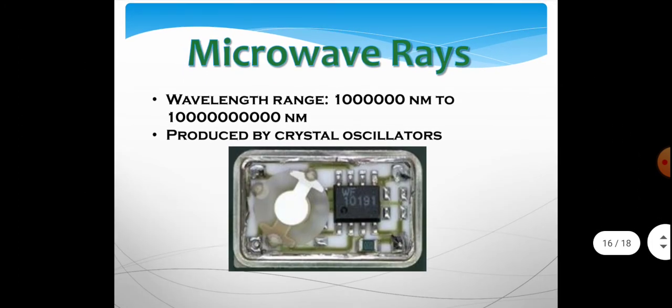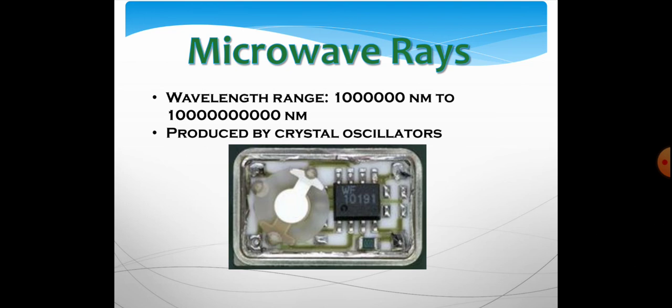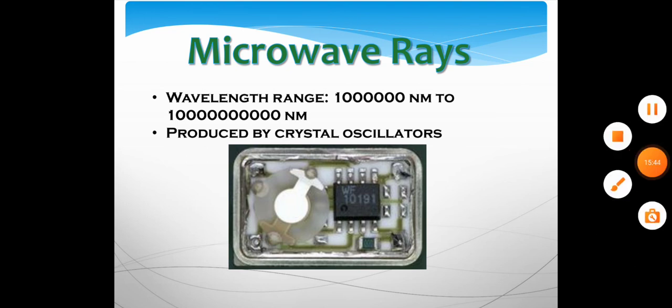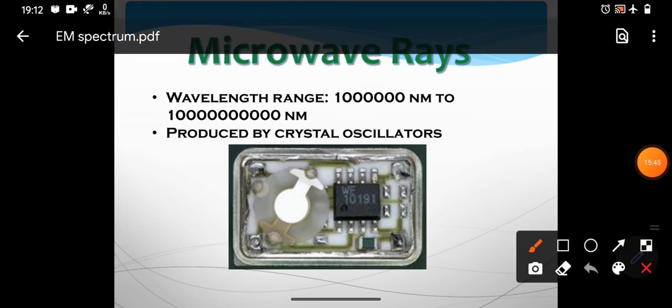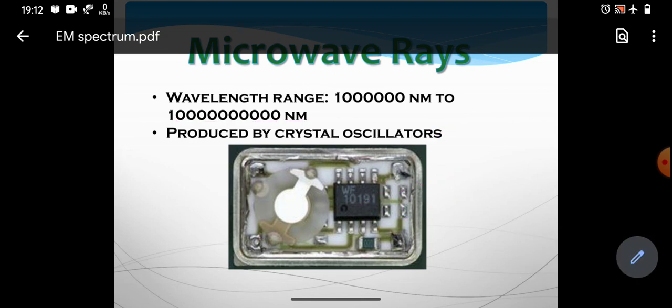Then next comes the microwave rays. Microwave rays have a wavelength range of this much to this much, and they are produced by crystal oscillators. This is known as a crystal oscillator. Now what is a crystal oscillator? About this you will be studying in the electronics chapter in higher classes. It is a device which produces microwave rays.